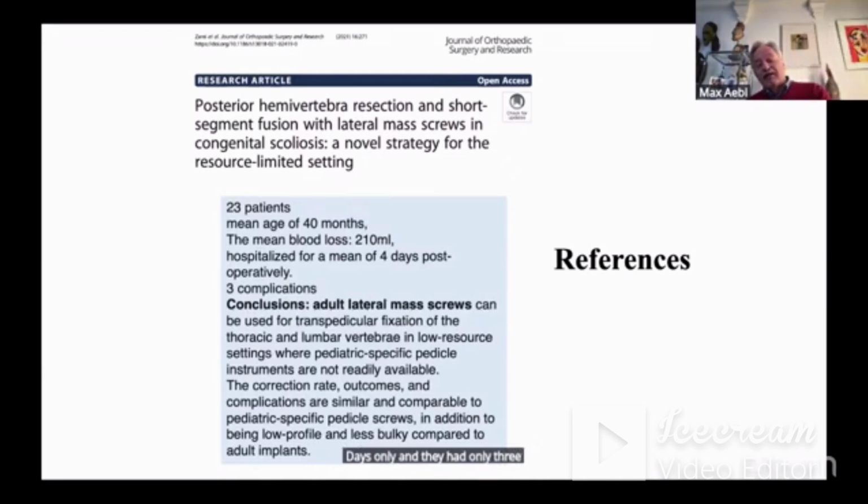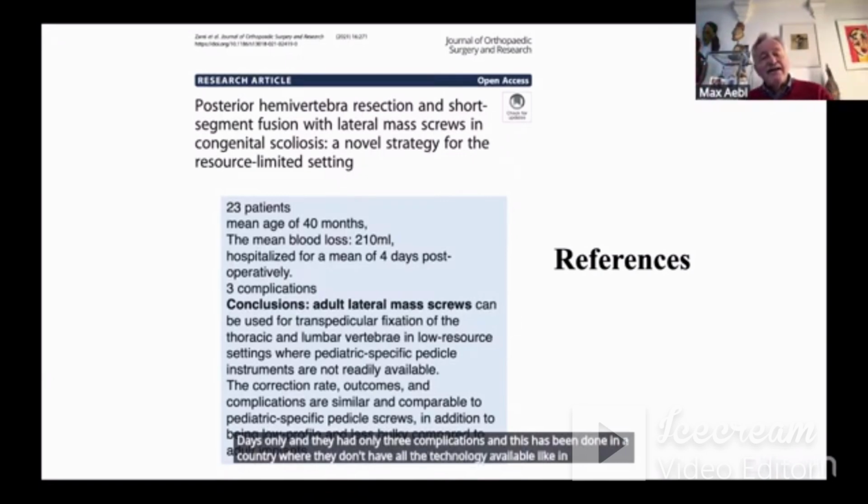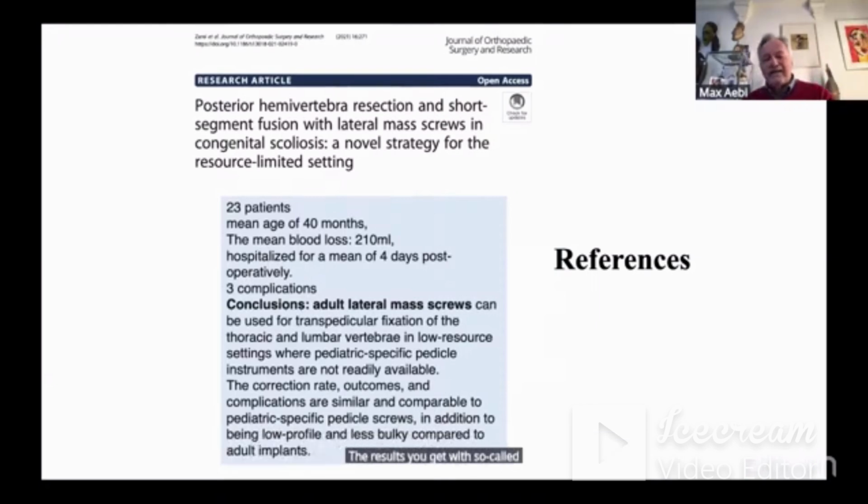And this has been done in a country where they don't have all the technology available like in the industrialized countries. They have done most of this surgery for small children with lateral mass screws from the cervical spine, and they showed that the results are as good as the results you get with so-called pediatric spine systems. So thank you very much. This is what I have to say for this.